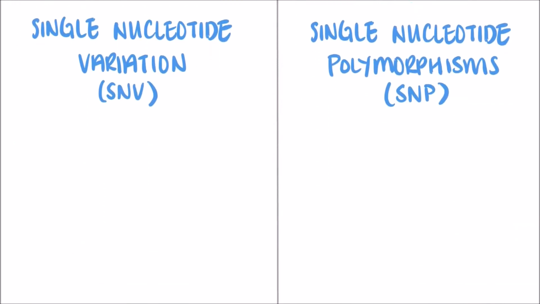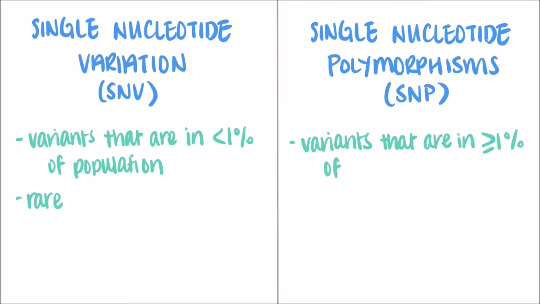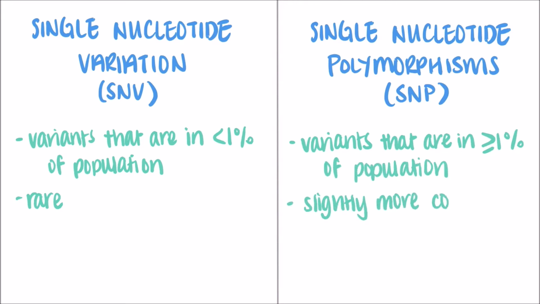Single nucleotide variations versus single nucleotide polymorphisms, or SNPs. Again, very similar names. When a particular single nucleotide variation is present in 1% or more of the general population, they get promoted to the term single nucleotide polymorphism. So, SNPs are the more common SNVs of a population.